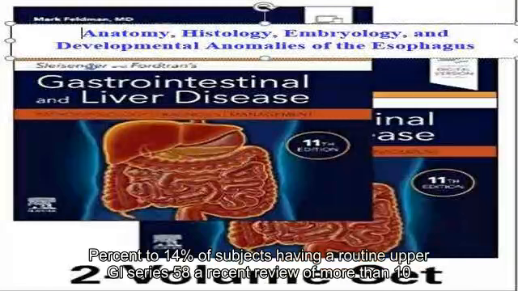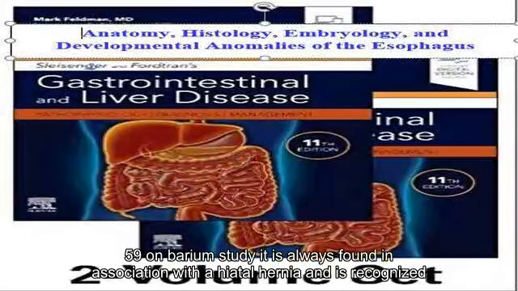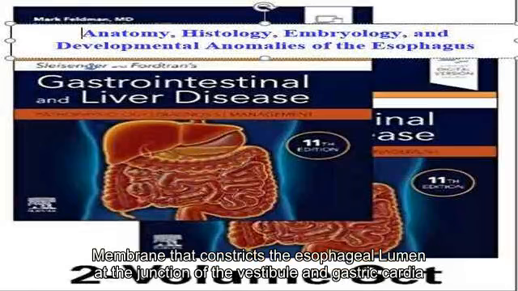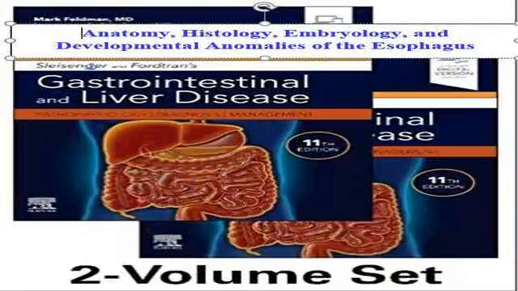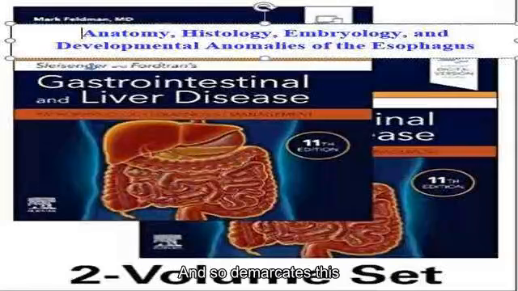in 6% to 14% of subjects having a routine upper GI series. A recent review of more than 10,000 upper endoscopies found a Schatzky ring in 4% of cases. On barium study it is always found in association with a hiatal hernia and is recognized as a thin, 2 mm, membrane that constricts the esophageal lumen at the junction of the vestibule and gastric cardia, Fig 43.13a. The Schatzky ring has squamous epithelium on its upper surface and columnar epithelium on its lower surface and so demarcates the squamocolumnar junction. The ring itself is composed of only mucosa and submucosa, there is no muscularis propria.